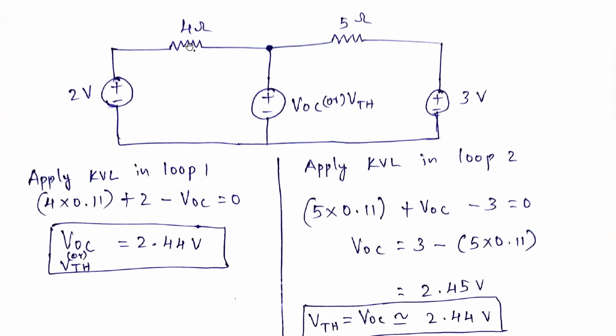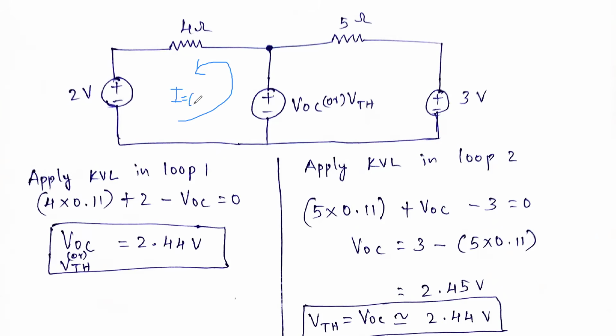So 4 into 0.11 in KVL, plus 2. The voltage source is directly added, so plus 2. Because we got a negative answer, the current is flowing in this direction. Previously we considered it like this, but due to the negative answer we consider the current like this. That is, the current is I. So I is nothing but 0.11.